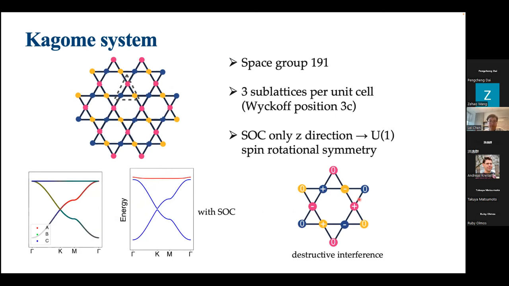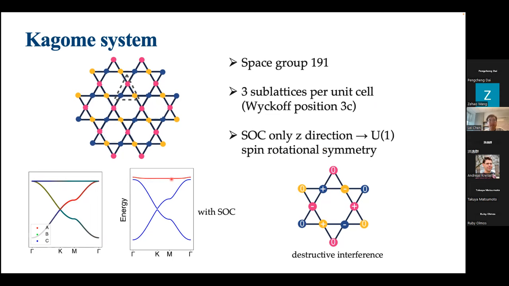Let us review some basic information about this kagome system. It has the symmetries and belongs to space group 191 in the 3D version of it. And there are 3 sublattices per unit cell. You can also say the atoms are sitting on the Wyckoff position 3f. And because of the destructive interference, you're going to have these purely flat bands, either on top of the whole band structure or on the bottom of your band structure. And also, if you include the spin orbit coupling along the Z direction, you would gap out this band touching point, but still the band here is pretty flat.